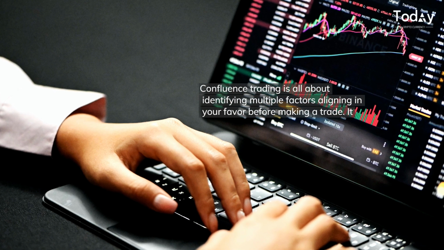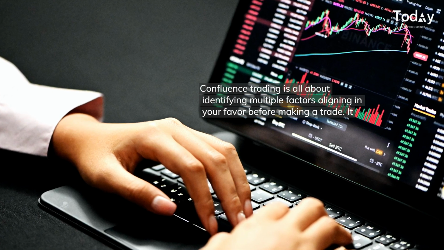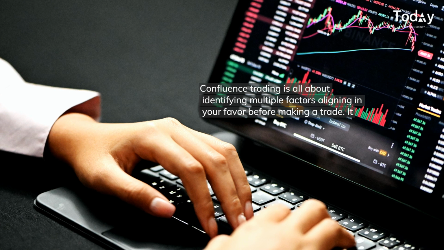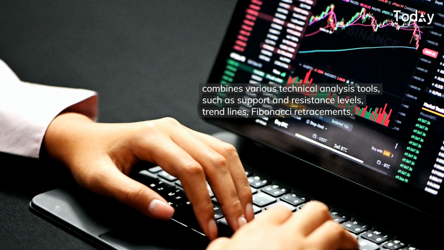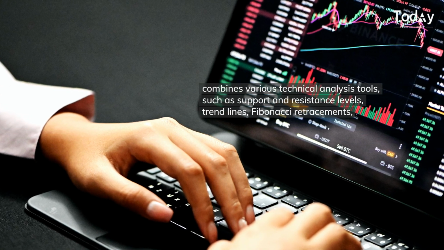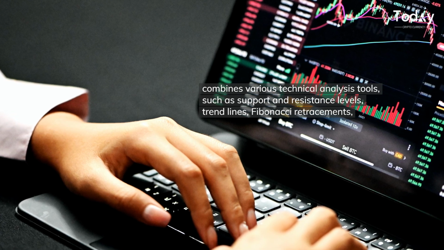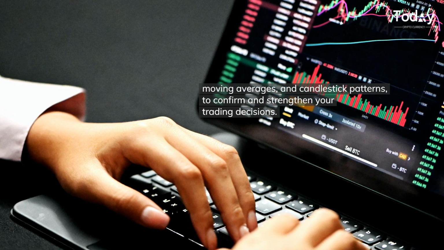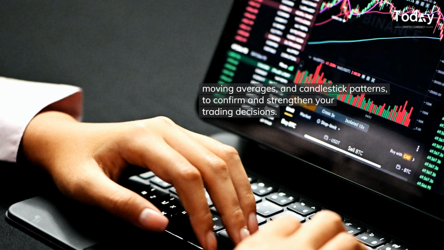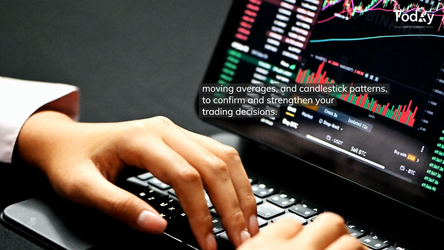Confluence trading is all about identifying multiple factors aligning in your favor before making a trade. It combines various technical analysis tools, such as support and resistance levels, trend lines, Fibonacci retracements, moving averages, and candlestick patterns, to confirm and strengthen your trading decisions.